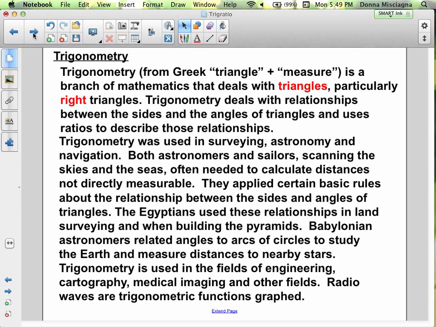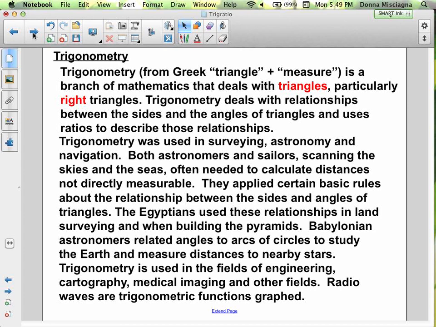The Egyptians used these relationships in land surveying and when building the pyramids. Babylonian astronomers related angles to arcs of circles to study the earth and measure distances to nearby stars. Trigonometry is used in the fields of engineering, cartography, medical imaging, and other fields. Radio waves are trigonometric functions graphed.